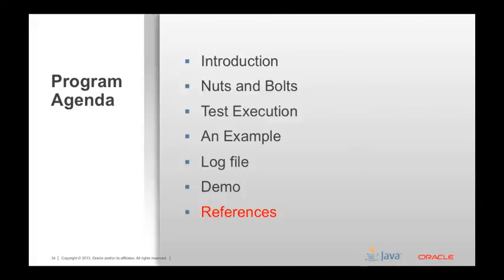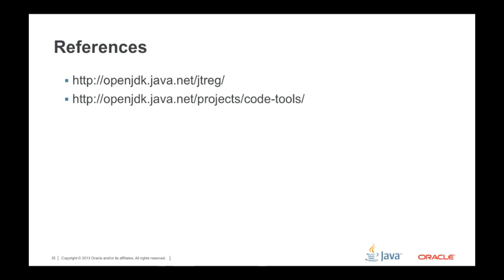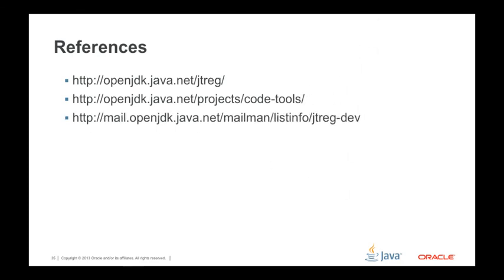Now let me give you some references to learn more about JTREG. There is a lot of information about JTREG available on the OpenJDK.java.net website. The Code Tools project has the sources for JTREG, which one can clone, play around with, and contribute to JTREG. All the emails sent to the JTREG dev alias have been archived and are available on the mail.openjdk.java.net website. And there is an OpenJDK wiki page that has some additional information about JTREG, including slides for this tutorial.